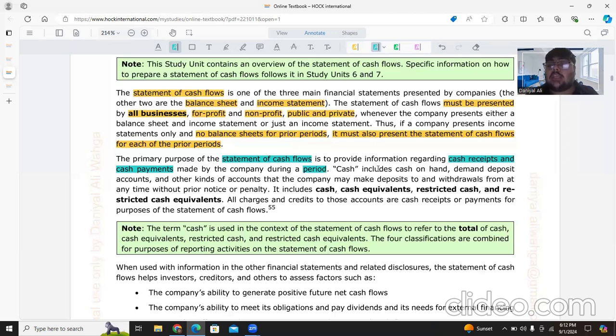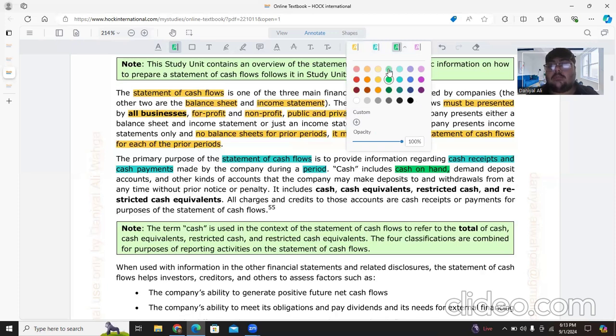Cash includes cash on hand, demand deposit accounts, and other kinds of accounts that a company makes deposits to and withdraws from at any time without prior notice or penalty. So it explains the different types of cash. You have cash on hand. Let me highlight it. You have cash on hand.